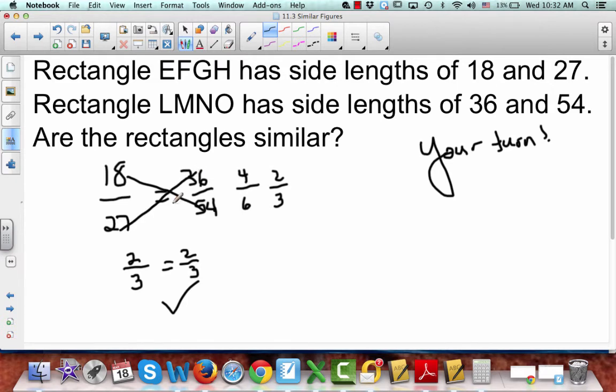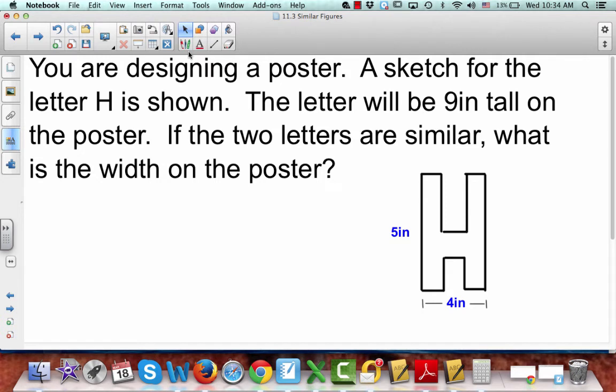You're designing a poster. A sketch for the letter H is shown. The letter that you'll be putting on the poster, though, will be 9 inches tall.